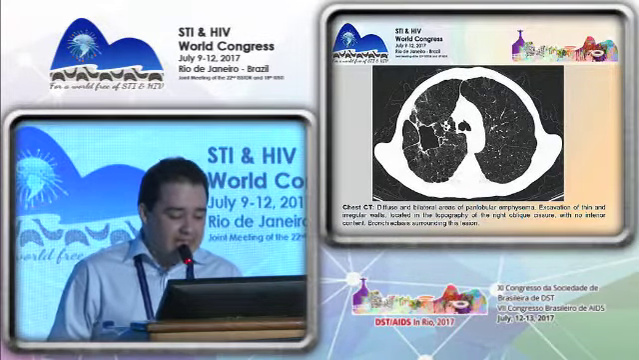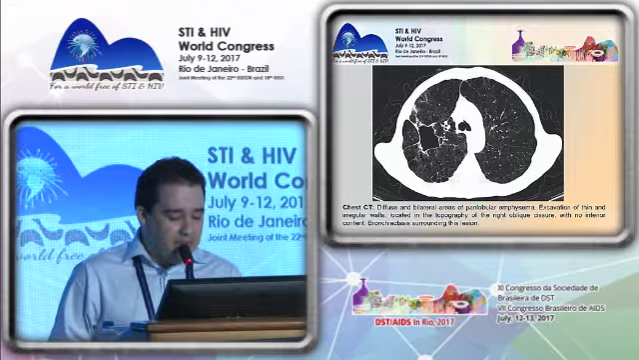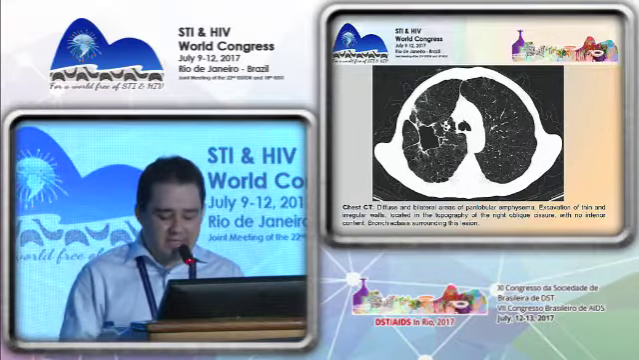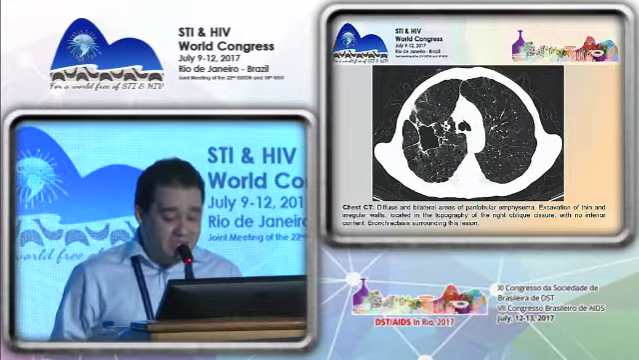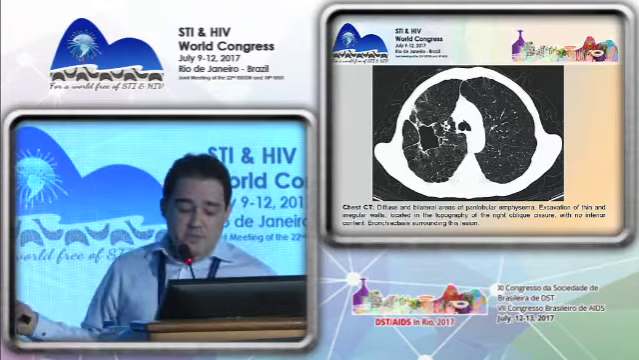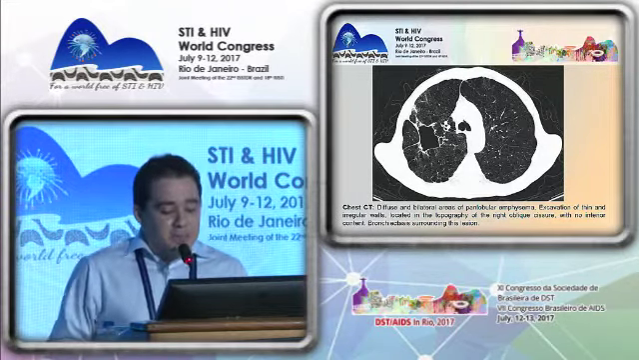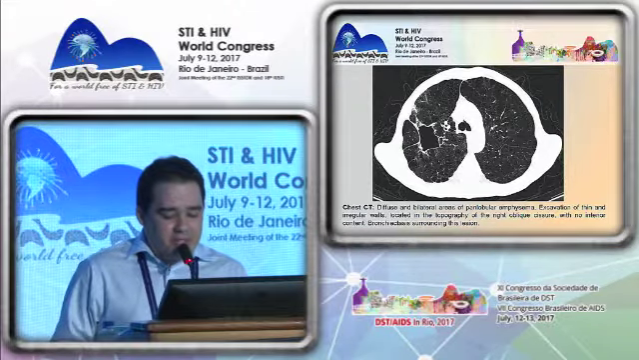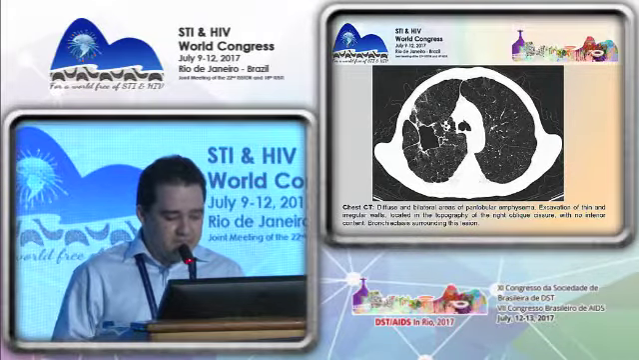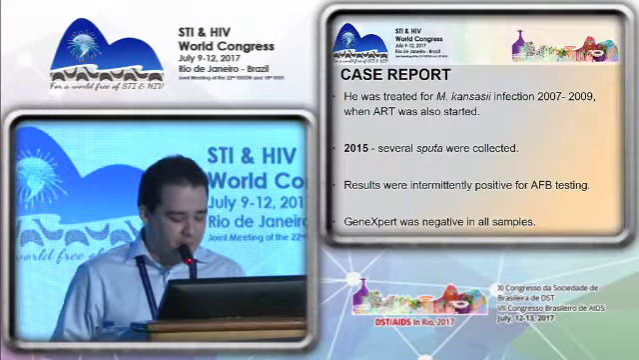Here we have the chest CT of the patient, where we can observe diffuse and bilateral areas of panlobular emphysema, excavation of thin and irregular walls located in the topography of the right oblique fissure with no interior content. Bronchiectasis surrounding this lesion can be observed too.